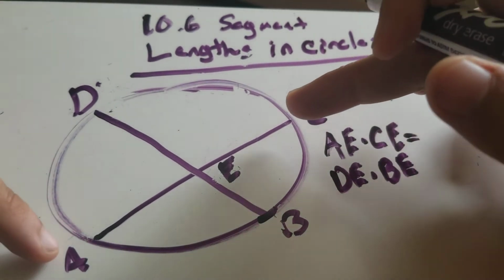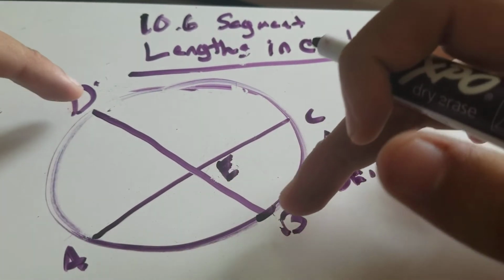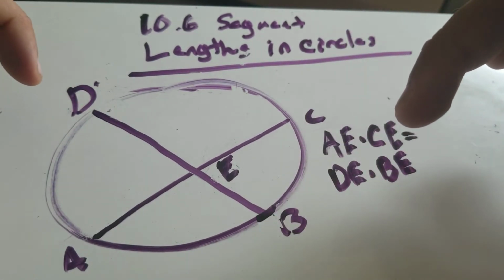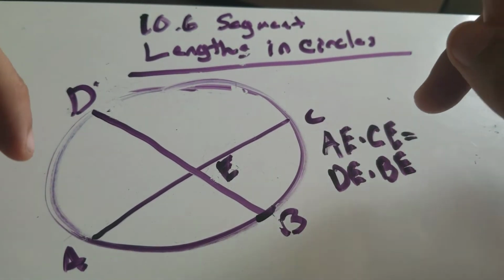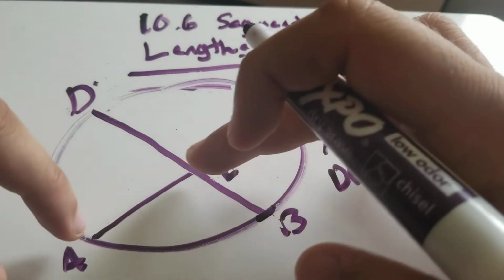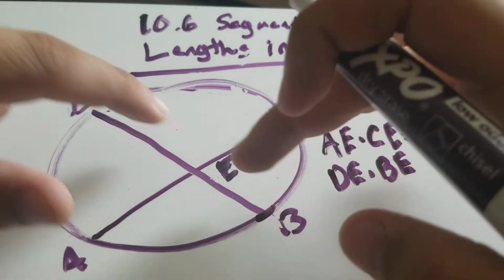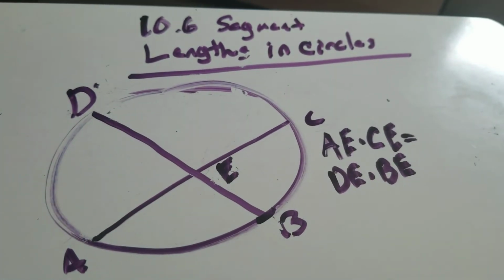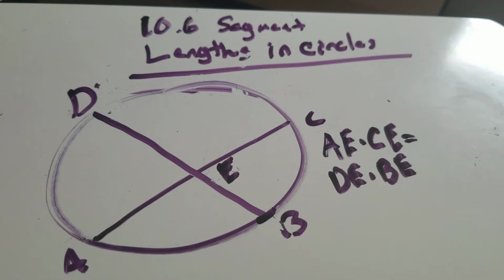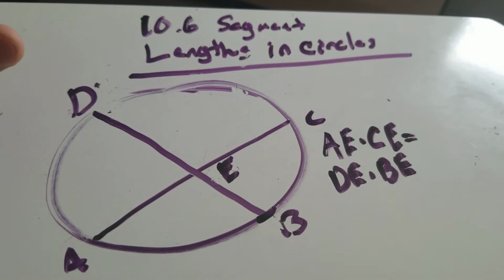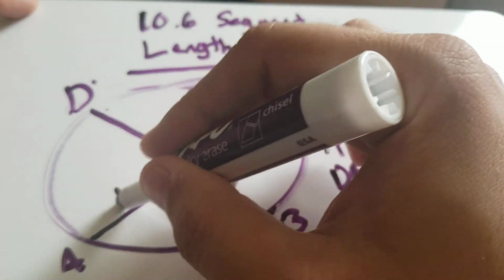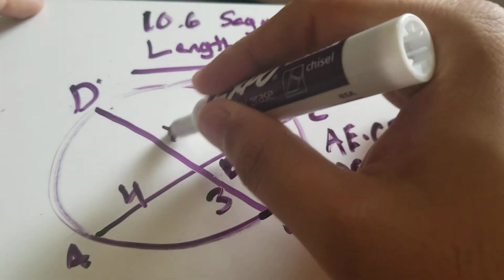So what does that mean? The length of AC might not be equal to the length of DB, but it'll be 100% that the multiples, or the products, of these will be equal. So let me put an example. Okay, this is a basic one. 3, 4, 6, x.